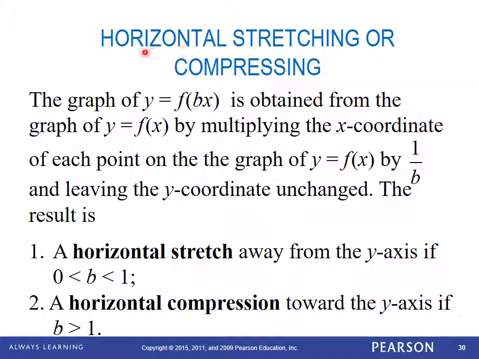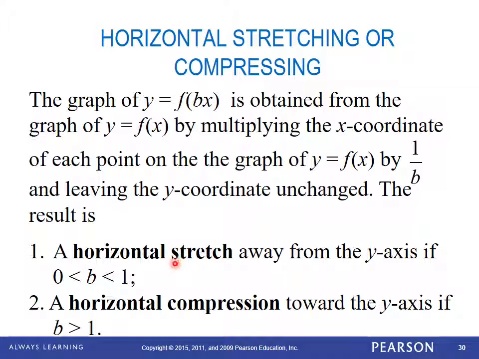So now we go on to horizontal. What happens if you horizontally stretch or horizontally compress? It's this little b value. It's the one that's actually multiplying your variable. So kind of say, hey, what's my multiplier on my variable? And if there is one, you got yourself a horizontal stretch or compression.